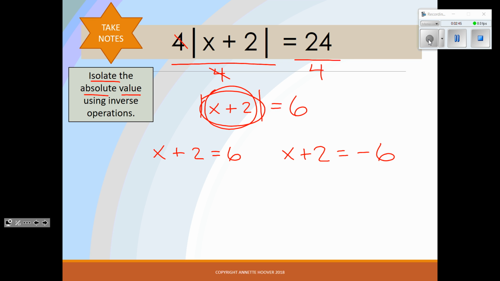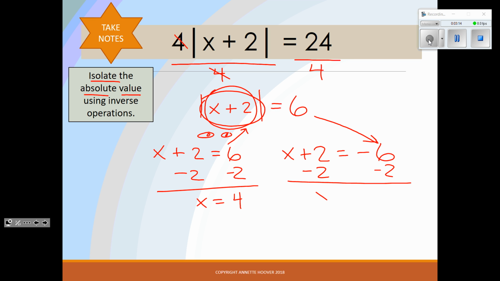So let's look to see what we did here. We set up two equations. The first equation looks just like this one. In the second equation, you set it up the same way, but it's equal to the opposite. Now you solve both equations. On both equations, we need to subtract 2 on both sides. So it could be 4. And if you subtract 2 over here, the answer could be negative 8.